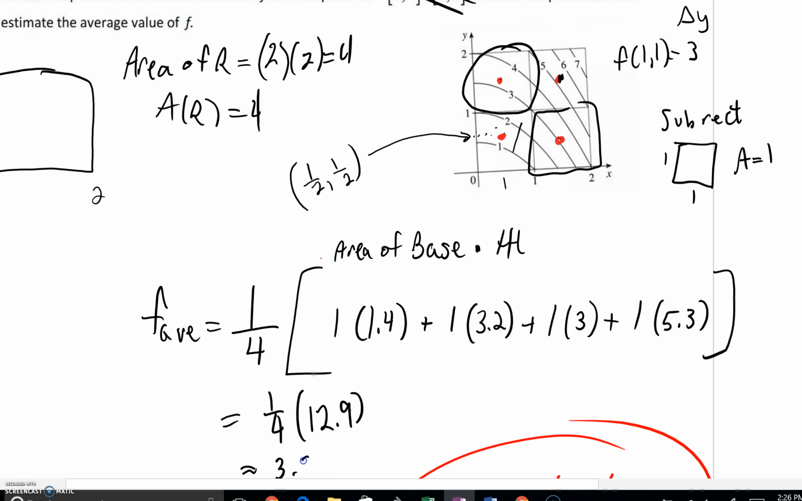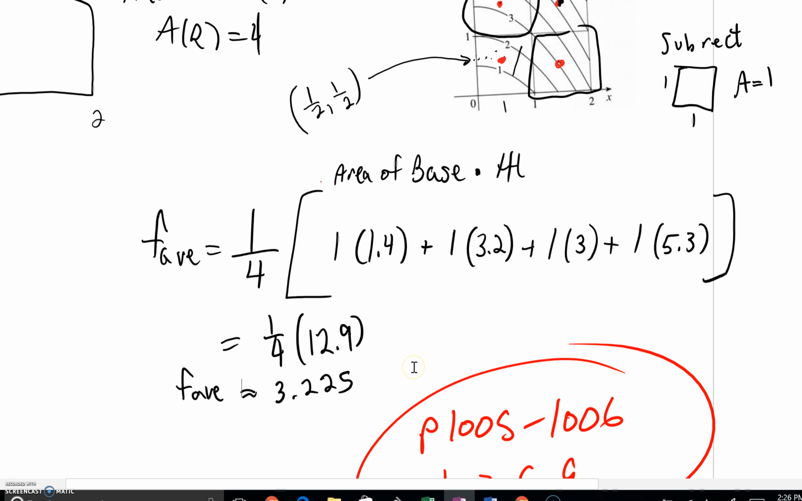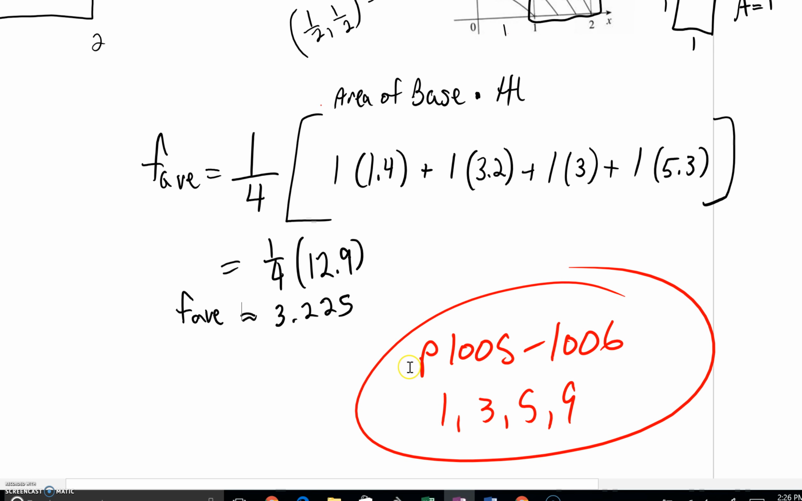So in the next section, we're going to move beyond just estimating. In our book, we're going to be looking at page 1005, 1006, numbers 1, 3, 5, and 9.